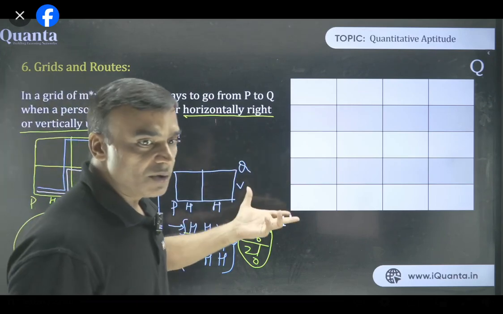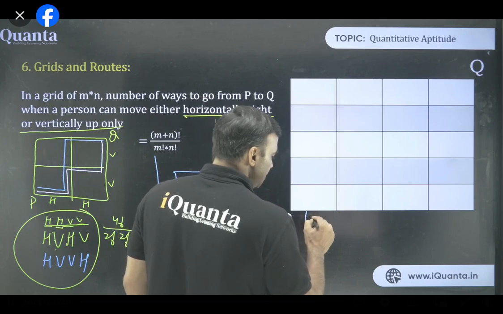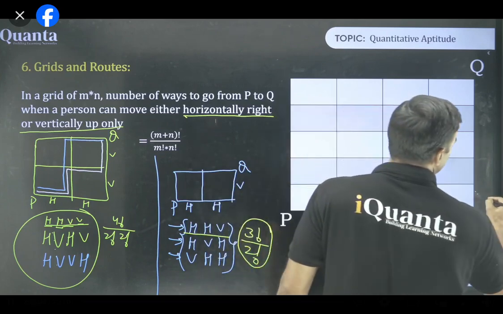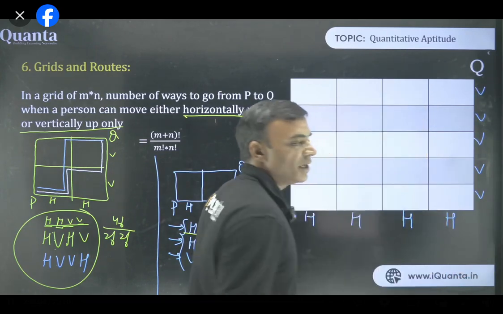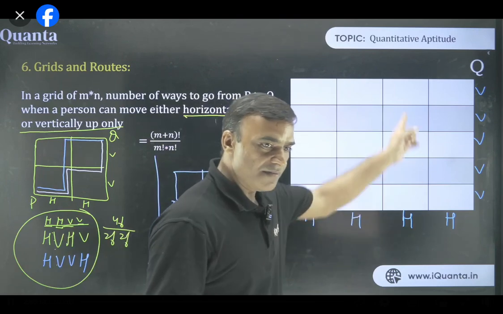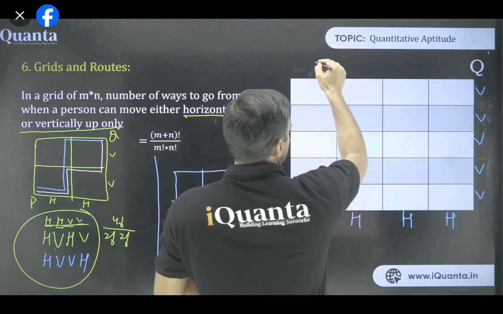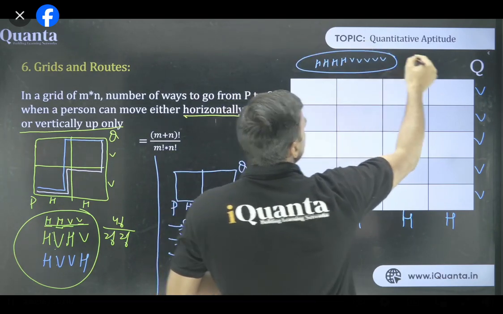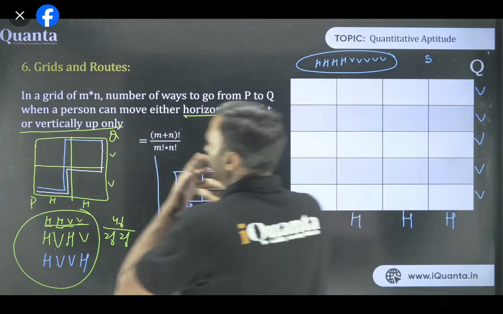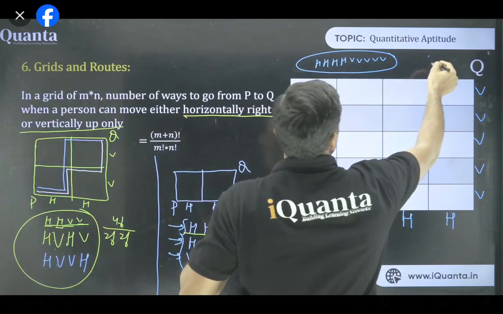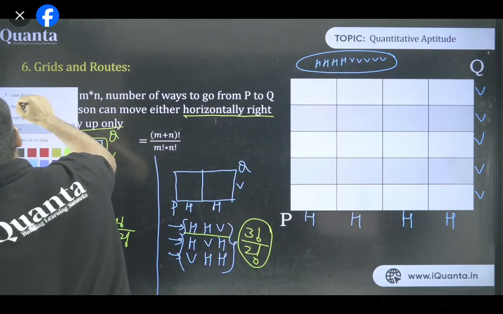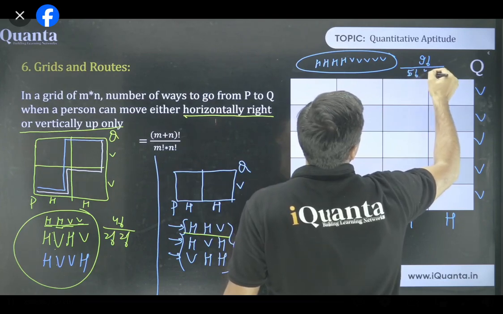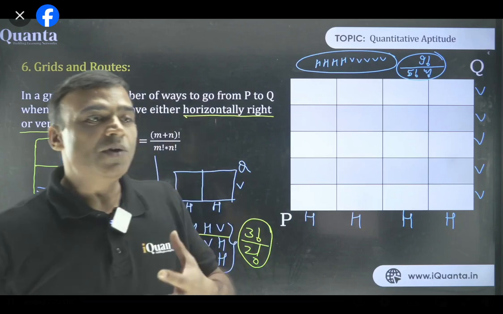So here, what exactly do you need? You need H, H, H, H. So there are 4 horizontal steps and 1, 2, 3, 4, 5 vertical steps. 4 horizontal, 5 vertical steps. So basically what I need is the arrangement of H, H, H, H, V, V, V, V, V, these 9 items in a line. In how many ways can we do that? We can do that in 9 factorial divided by 5 factorial, 4 factorial ways. So this is a very beautiful analogy.